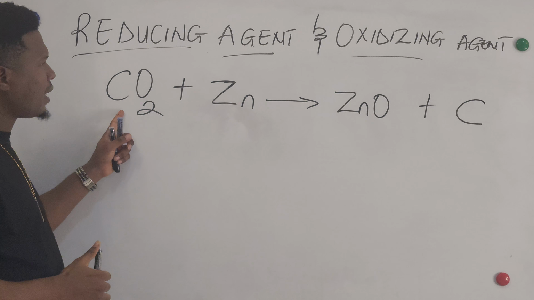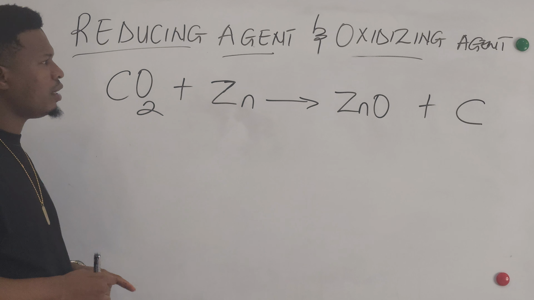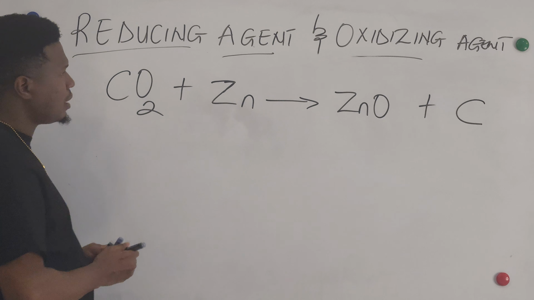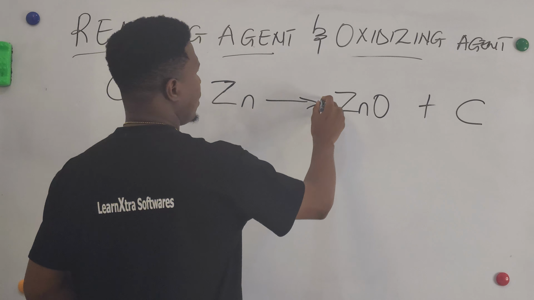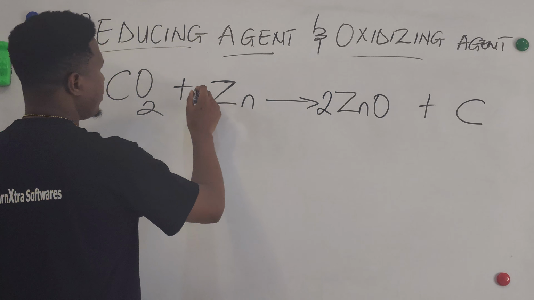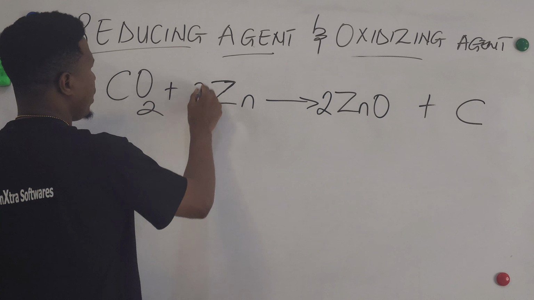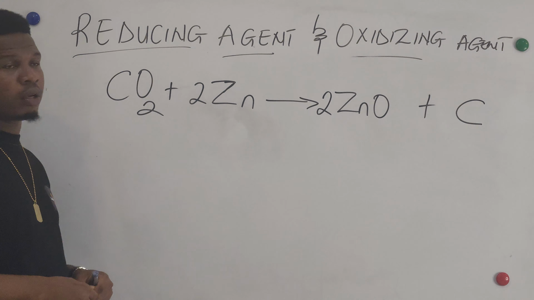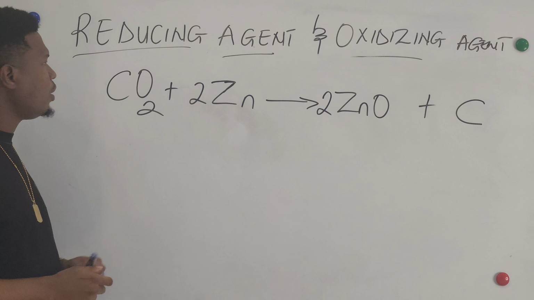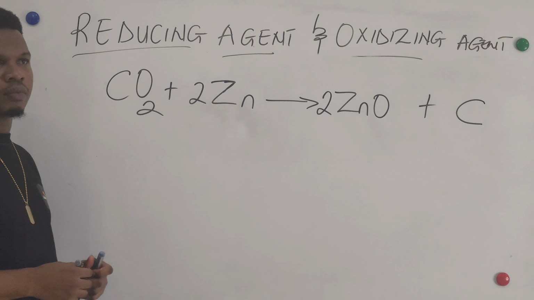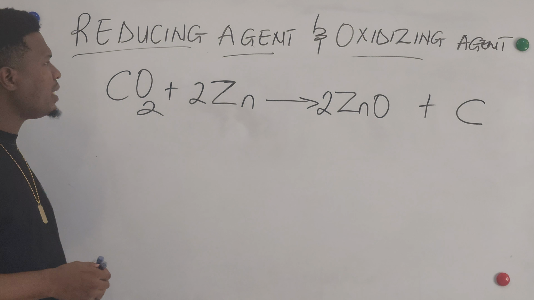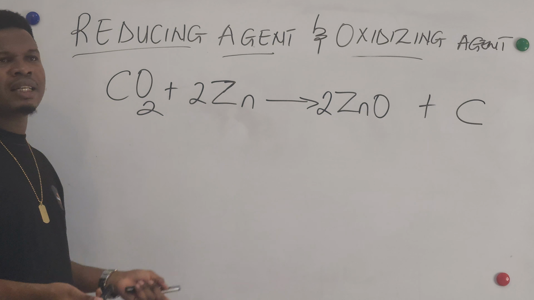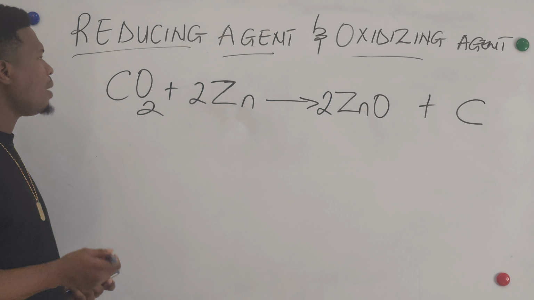First of all, carbon 4 oxide is reacting with zinc, giving us zinc oxide. First of all, let's balance the equation if it's not balanced. So to balance the equation, I'll have to put 2 here, then probably put 2 here, right? Good. So now the balancing of the equation does not affect what we are doing, okay? But let's just balance it. So now you look at this equation. You can be asked which one is the reducing agent and which one is the oxidizing agent. How do you go about it?